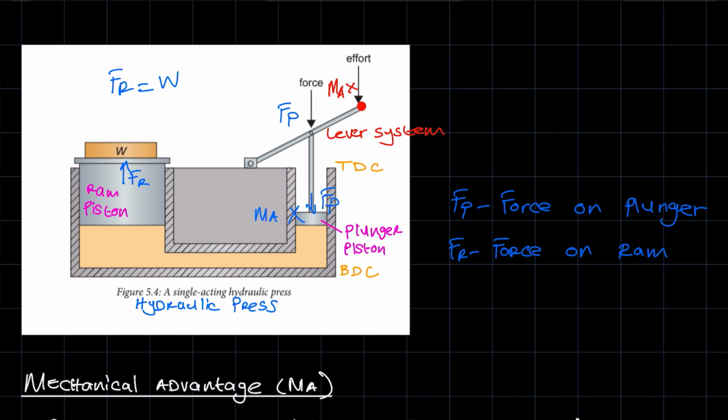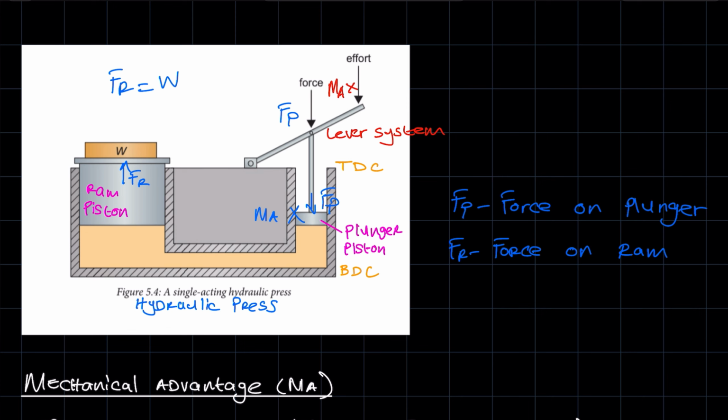So this force has been denoted as the effort, EFF. The effort is then multiplied by the lever system's mechanical advantage. You get a force being applied onto the lever system. That force is the effort. That effort is multiplied by the lever system's mechanical advantage, and the product of the effort and mechanical advantage gives us the force essentially coming out of the lever system, which is the force we've denoted as the force on plunger.